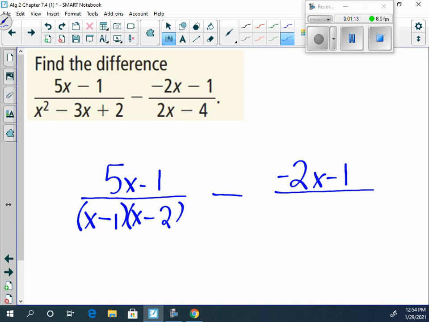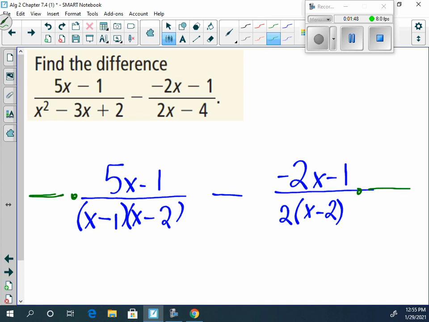That is factored completely. Now we need to look at the denominator of the other fraction, so we have 2x minus 4. We can factor out a 2, which would leave us with x minus 2. So we have this here. The reason we're factoring the denominators is so that we can see what we need to multiply each fraction by to get them to be the same.